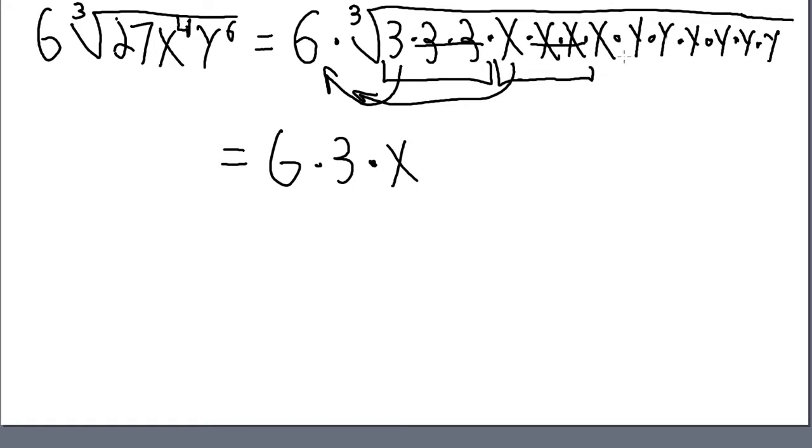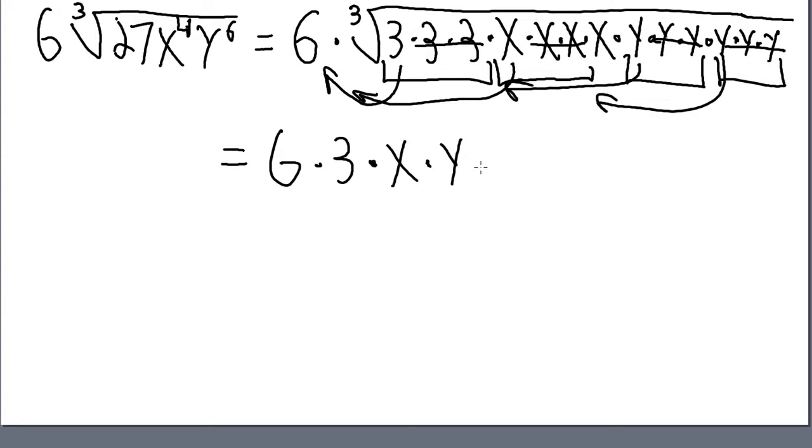No more x's, but we have a group of 3 y's right here. Cross 1 out, move to the front. So times y. And another group of 3 y's, so cross the 2 out, move to the front, times y. Times, well, what is still on the inside? We have this lone x. It's kind of hard to see, but that was kept inside the radical, since it was not a part of this group of 3 here.